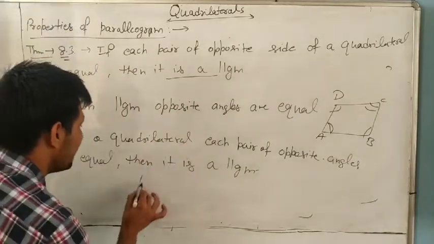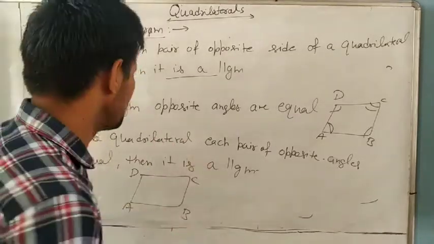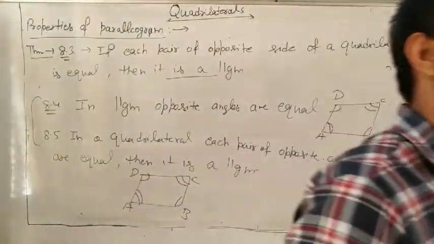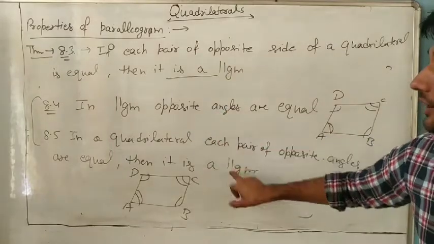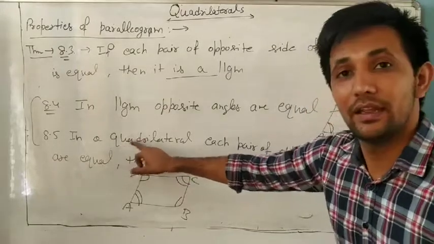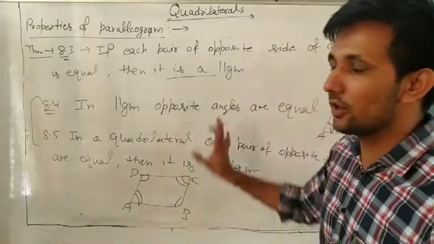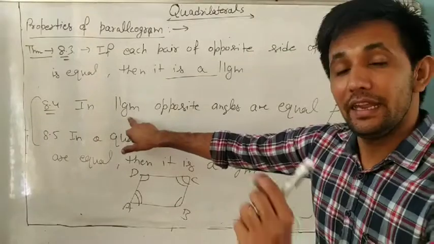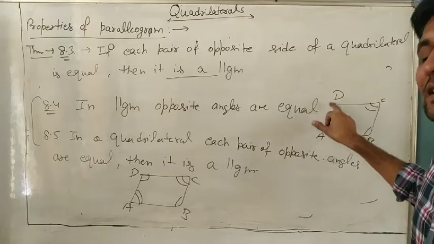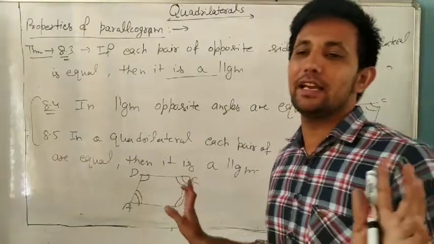If in any quadrilateral ABCD, you say angle B equals angle D and angle A equals angle C, then directly you can say that it is a parallelogram. So both are opposite to each other. It means if ABCD is a parallelogram, then opposite angles are equal. And if in a quadrilateral opposite angles are equal, then it is a parallelogram. Do you understand why they are opposite to each other?